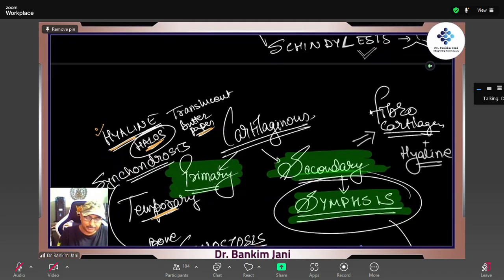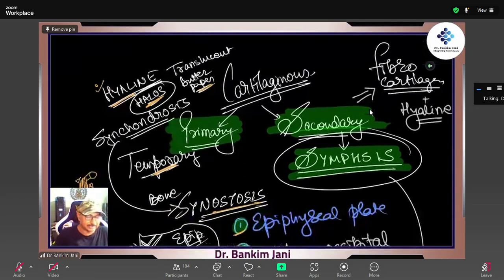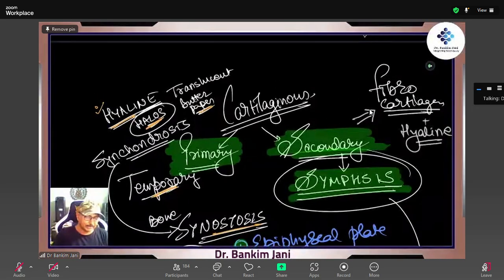There are two types, primary and secondary. Primary means it is temporary because it is laying down the structure of the skeleton. Gradually it becomes bigger and then it ossifies. When it ossifies, it is a full-fledged complete structure. But the beginning has to be temporary. So these are called the primary cartilaginous joints, the temporary ones. When we are dealing with such, the cartilage will be hyaline.